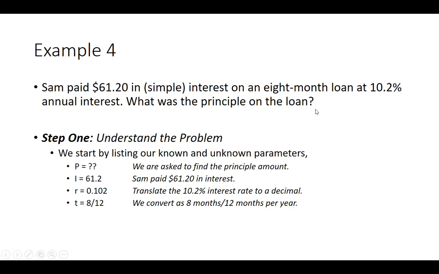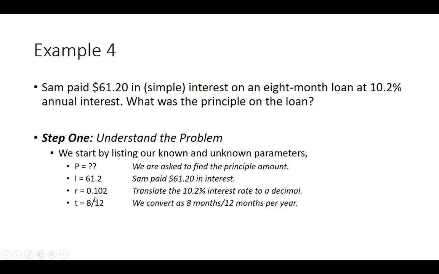So this time we're not asked for the interest. We are asked for the principal. We're given the amount of interest. So this time our unknown is P. We're asked to find the principal amount. I, the amount of interest, is 61.2 because there's $61.20 in interest.